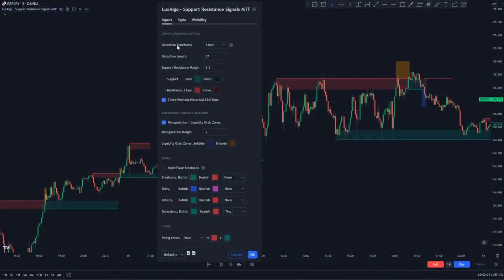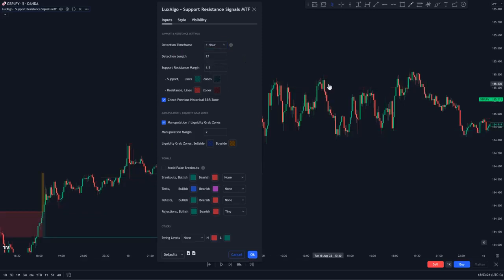Detection timeframe. This feature lets users view support and resistance levels and their associated signals from broader timeframes, even if they're currently analyzing a smaller timeframe. This is going to be helpful for grasping the market's bigger picture. For our strategy, we're going to align with the chart's time frame. But just to showcase its versatility, you can adjust this to maybe the 1 hour time frame.